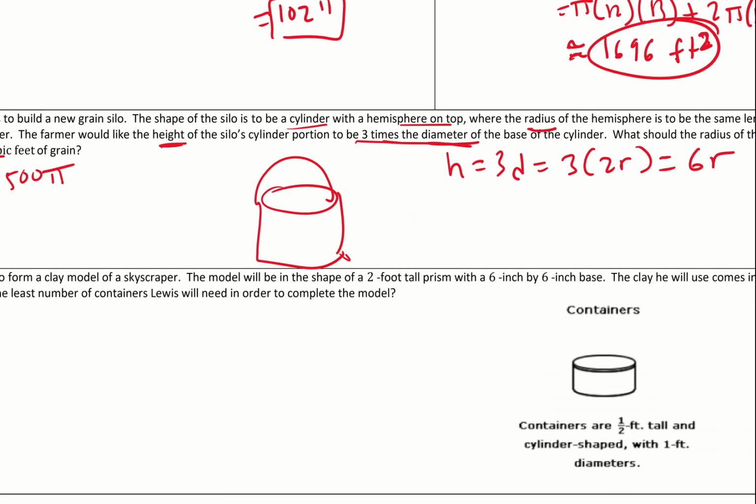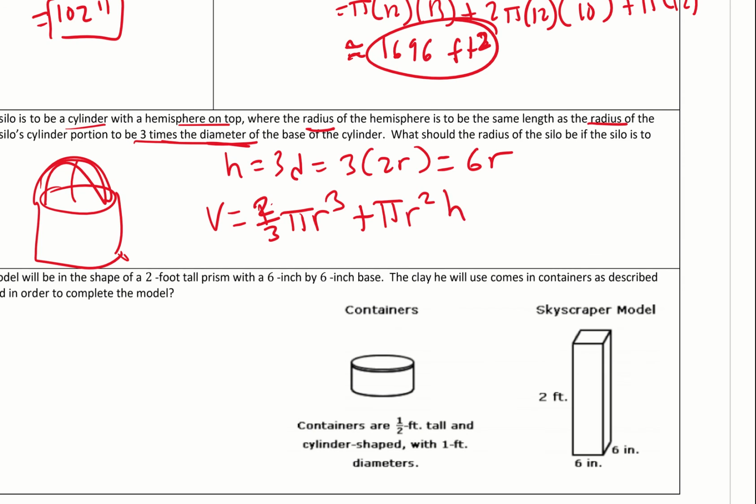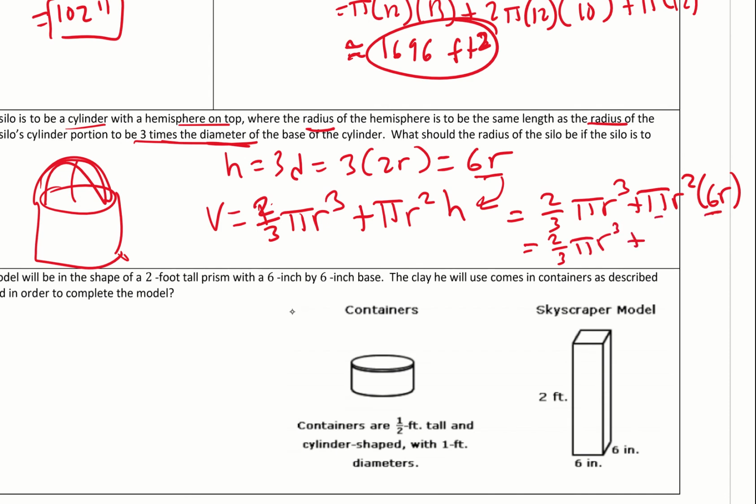So remember that the formula for the volume of the silo is the formula for the volume of a hemisphere, which is 2/3 pi r cubed, and the formula for the volume of a cylinder, which is pi r squared h. Okay, so let's go ahead and plug in what we know. The h is 6r, so we can plug that in there. So we got 2/3 pi r cubed plus pi r squared times 6r. So this is 2/3 pi r cubed plus 6 pi r cubed.